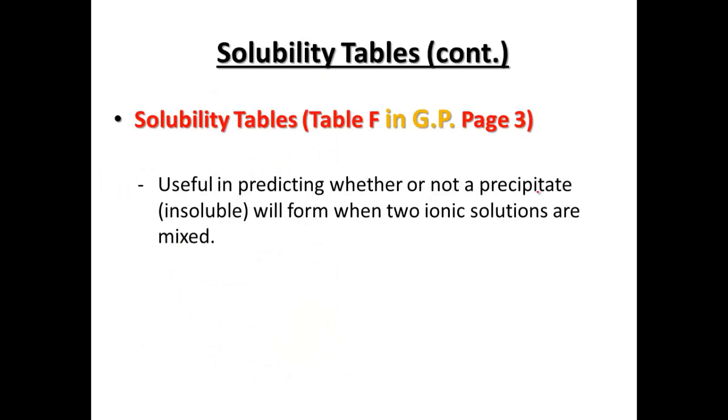Solubility tables. Our solubility tables are found in your gold packet, we might have moved them slightly from page 3, but our solubility tables are going to be useful when we're predicting whether or not a precipitate, the insoluble, will form when two ionic solutions are mixed. So precipitate is the insoluble.